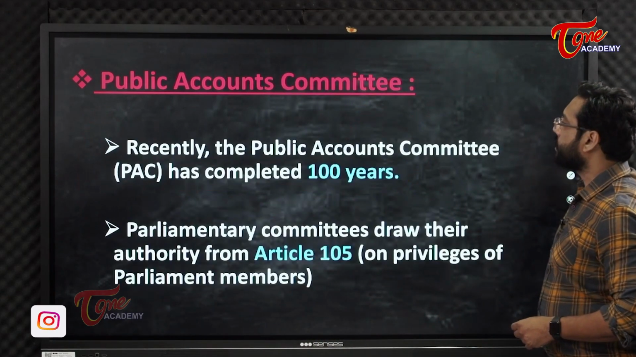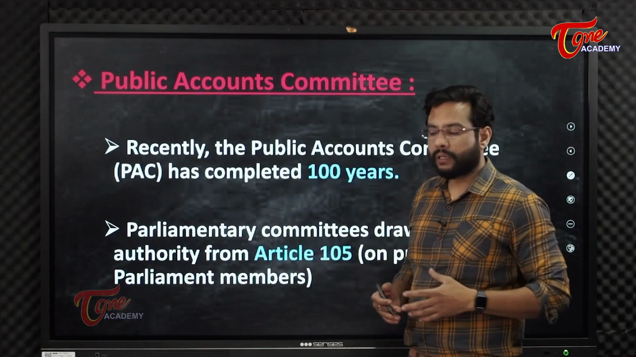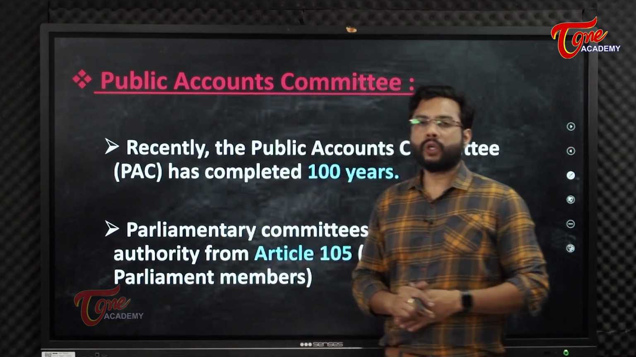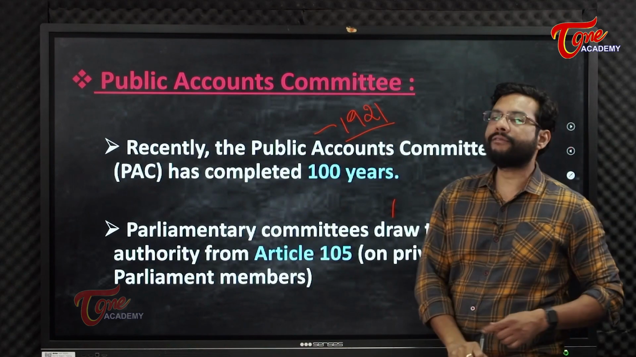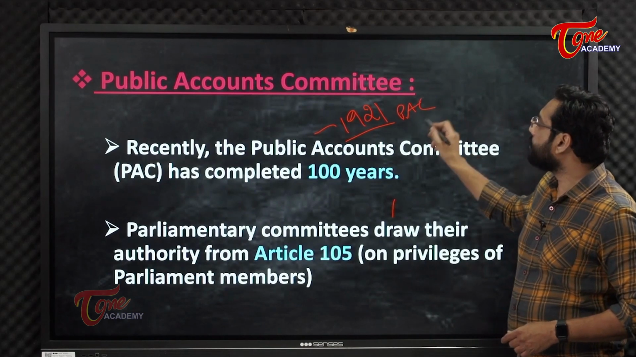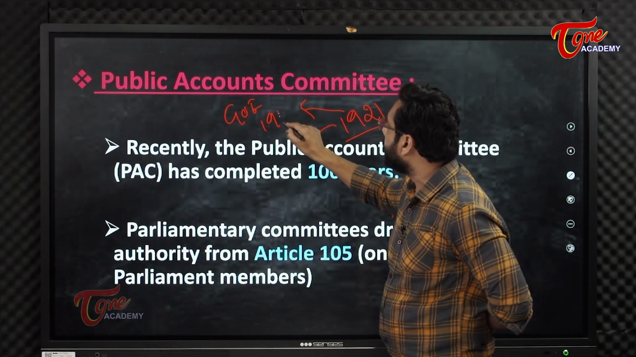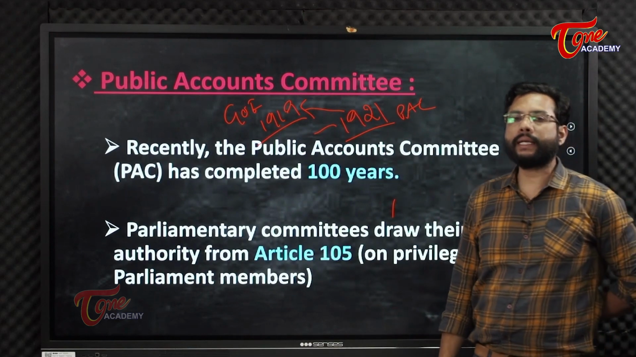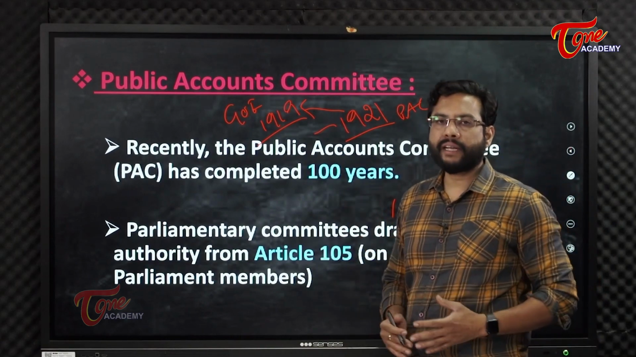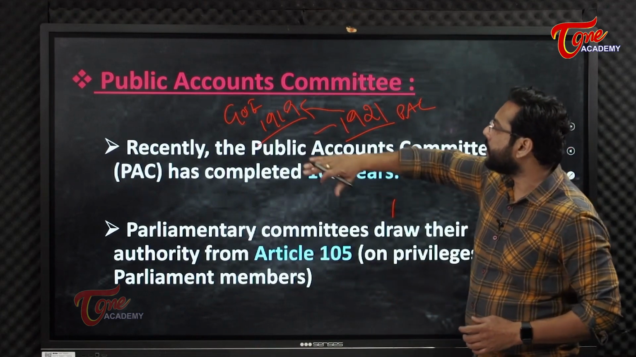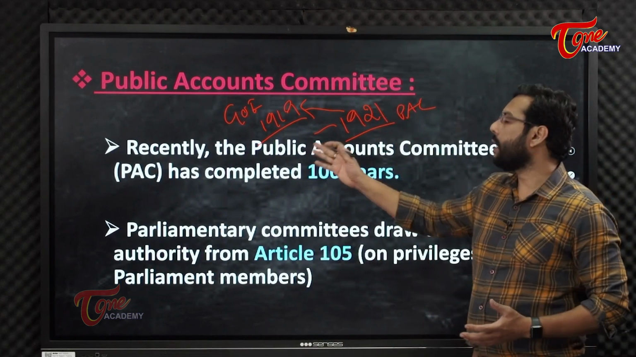So we'll start with the Public Accounts Committee. The importance of this committee is that, recently, last year we completed 100 years of its constitution. The reason is, in the year 1921, for the first time we constituted the PAC, Public Accounts Committee. The base for the constitution of PAC in 1921 is the Government of India Act 1919. We call this act a very important landmark in the history of India, because we brought many legislations. After 1919, we got the Government of India Act 1935, which becomes a base for our Indian constitution. So the Montague-Chelmsford reforms of 1919 have been the base for the Public Accounts Committee.